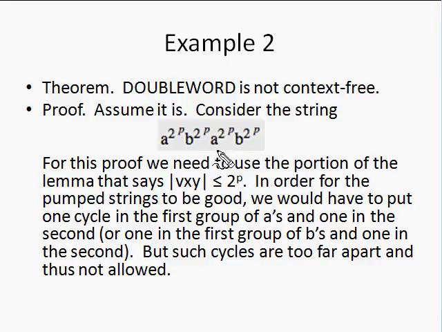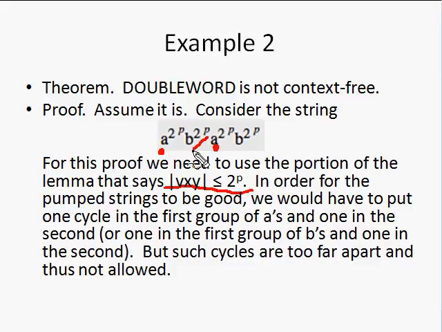Now, if we could put a cycle here and here, then when we pumped, we could keep the A's in both words the same, and it'd still be a double word. So you have to say why that's not possible. And you fall back on this part of the pumping lemma that says from the beginning of your first cycle, which would be in here, to the end of your second cycle, which you would like to be over here, you can have no more, less than or equal to, 2 to the P letters.